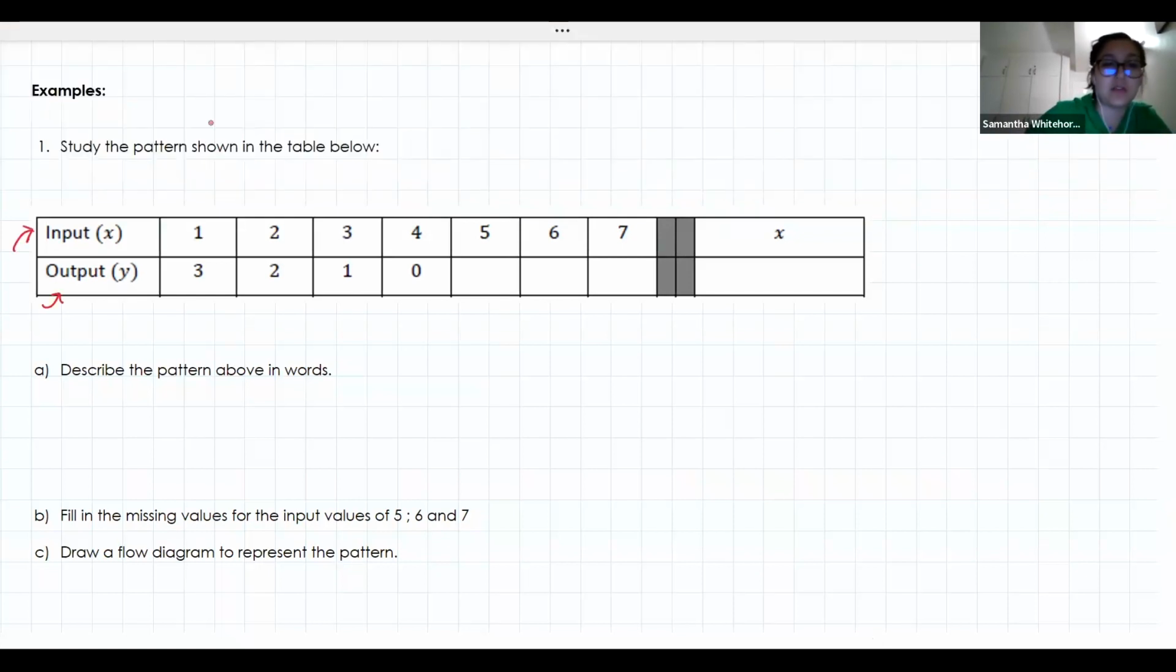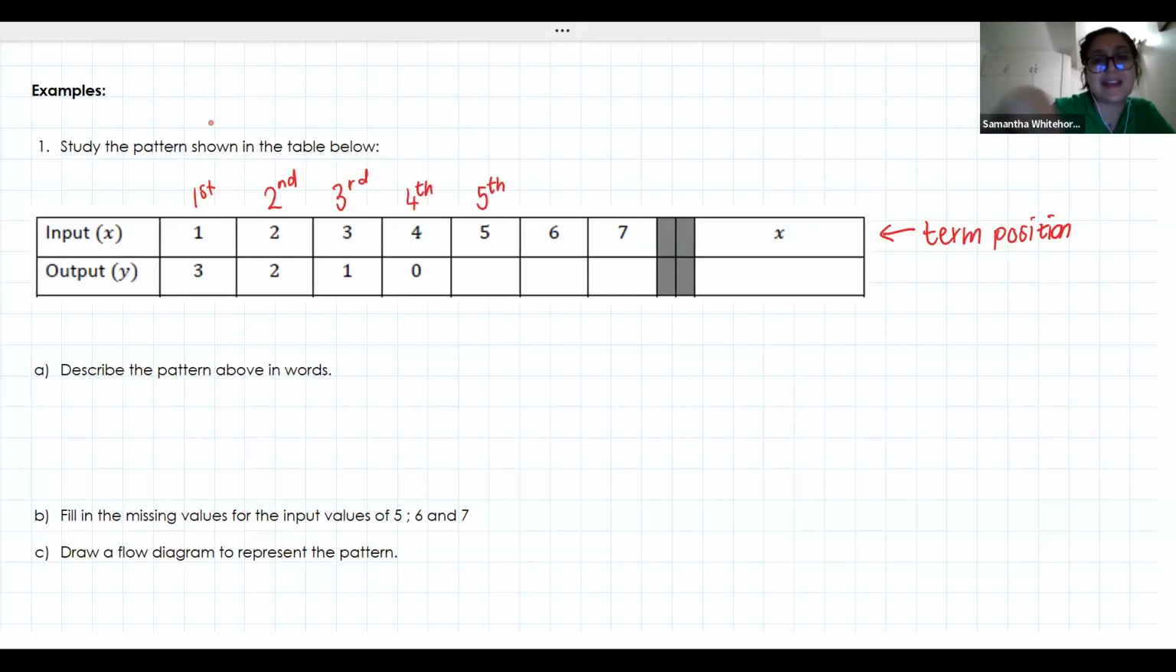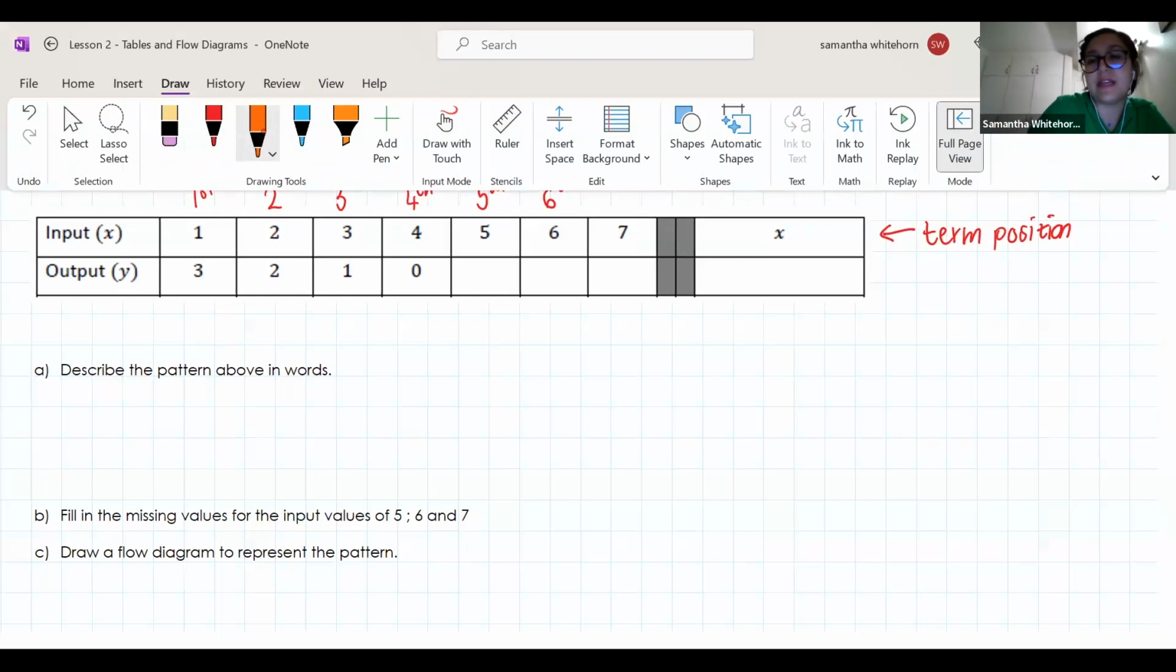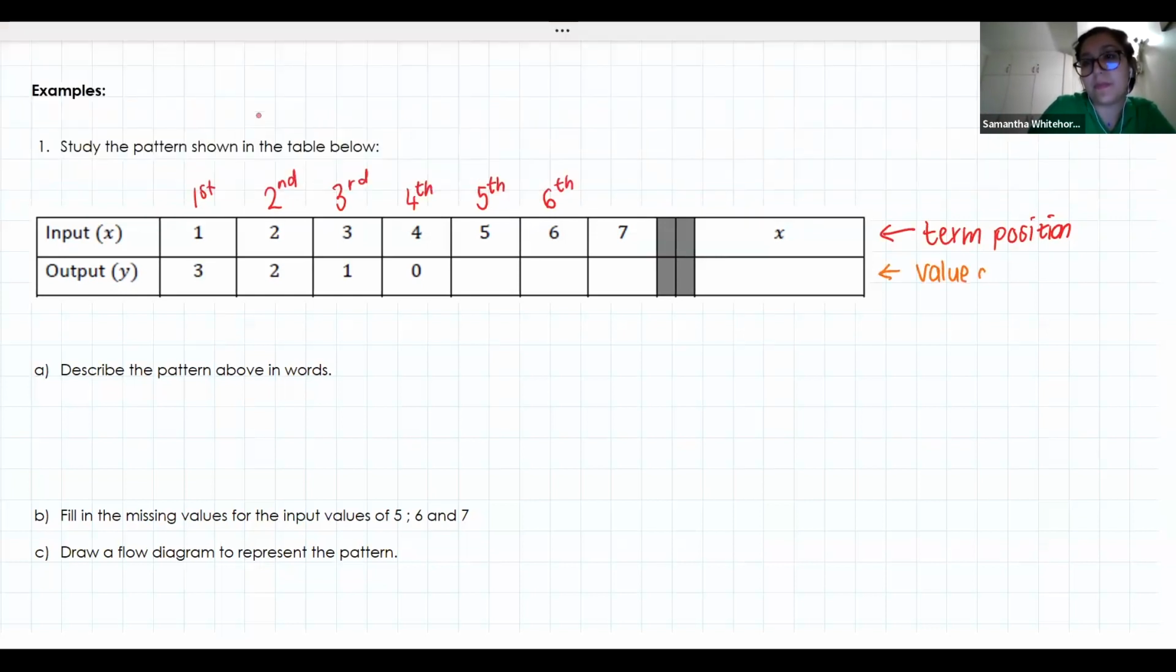These are the numbers you get out of the machine. That is input and output. Now, what we can also say is that our input is our term, I'm going to call position. Basically, that means input of 1 is your first term in your pattern. Input of 2 is your second term in your pattern. Third, fourth, and so on. So that is what the X represents. It represents which number in the pattern you are looking at. The Y value then represents the value of the term.